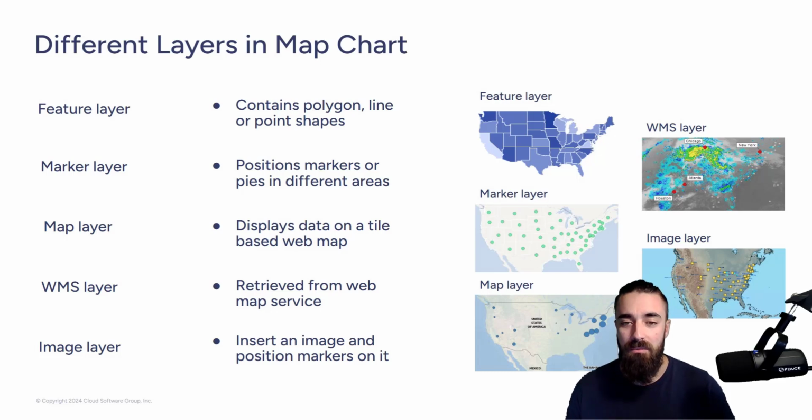Another way to set up a map chart is to use a background image and then position markers or pies on top of that image. With image layer, the data must contain X and Y coordinates for the markers to be placed correctly in geographical positions.